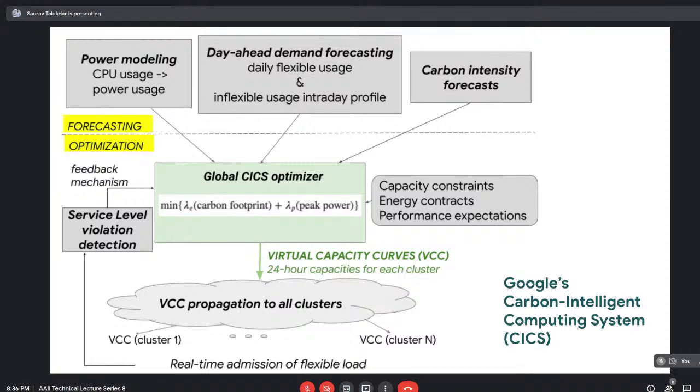So that would be one example of an inflexible job. But there are several flexible jobs, and those won't be running in times of the day when energy is not clean. So that's the output of this high level, I would say, optimization problem here.